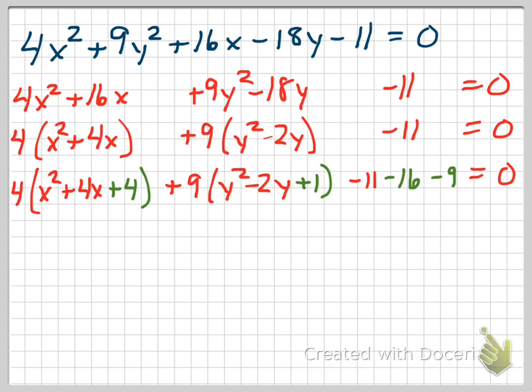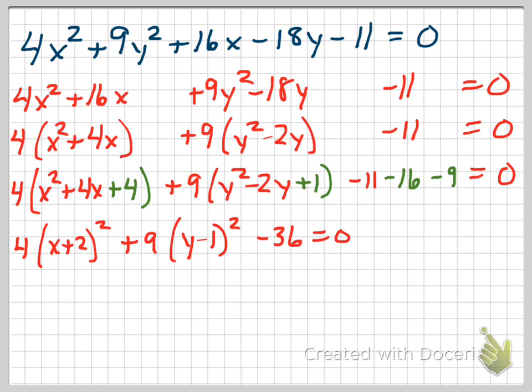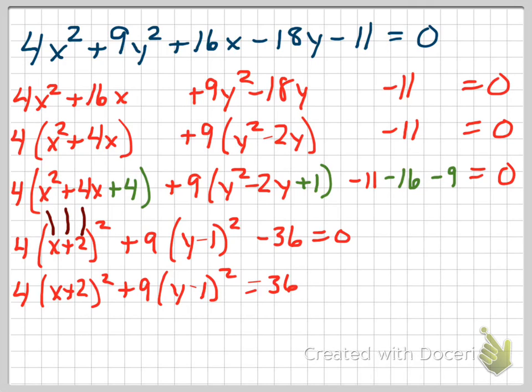Okay? I'll let that soak in. The parentheses will factor into x plus 2 squared. The y's will factor into y minus 1 squared. All that red and green stuff at the end, if you take negative 11 and negative 16 and negative 9, is negative 36. I'm going to move the 36 to the other side. Like so.